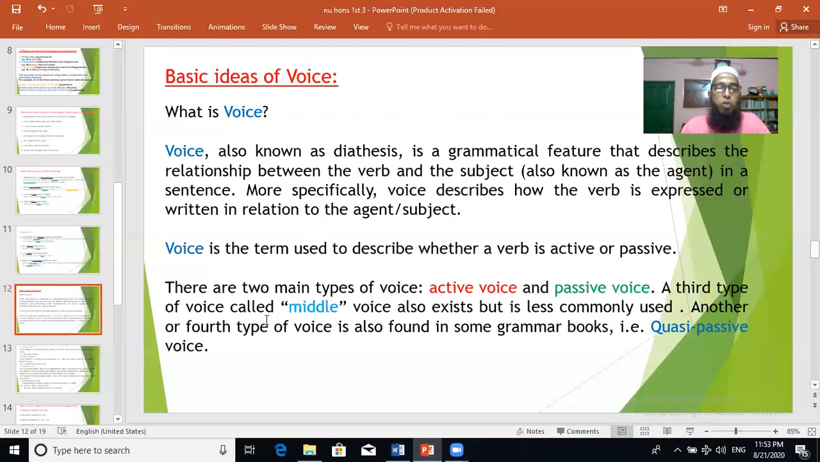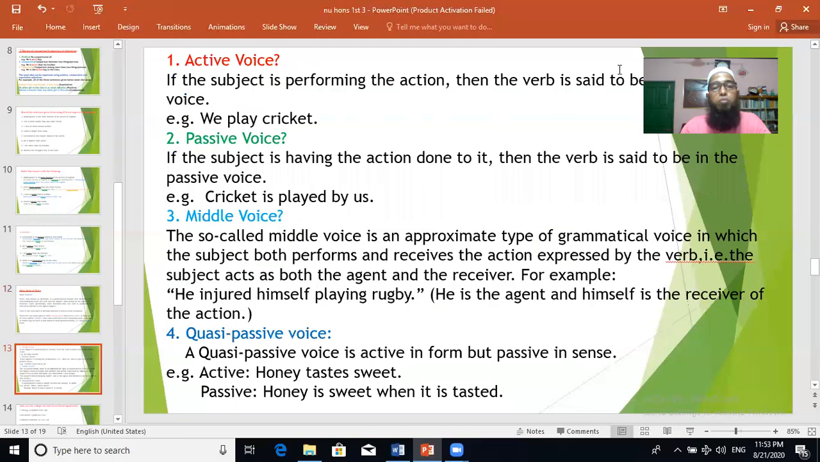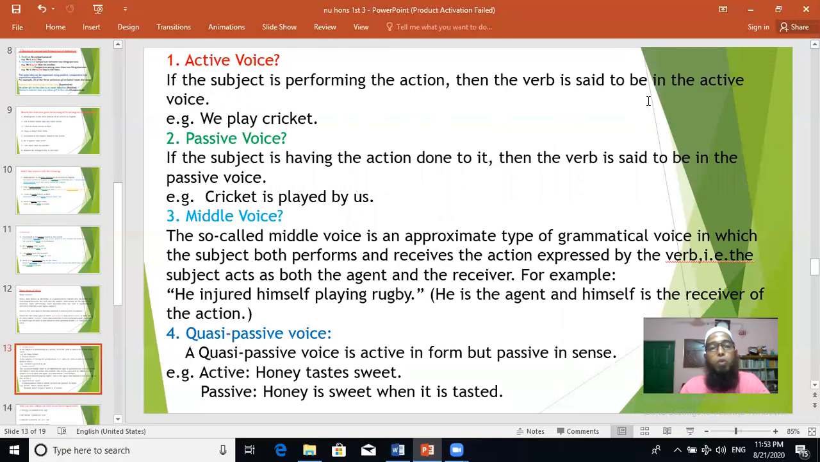Now we are going to see these types of voice. Look at this slide, active voice. What is active voice? If the subject is performing the action, then the verb is said to be in the active voice. That means the subject is the doer, the performer of the verb. We play cricket, for example. This is an example of active voice. We play cricket, because here the subject itself is doing the work, I mean the function, playing.